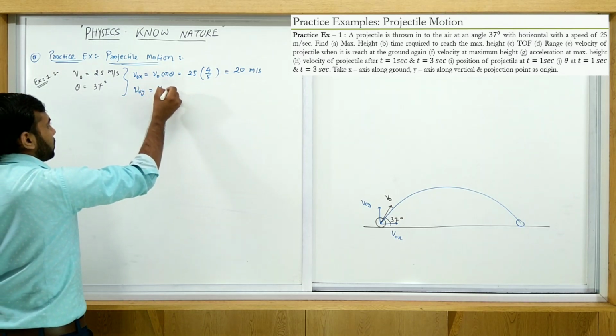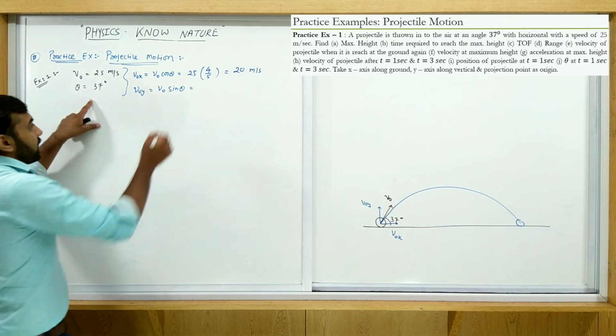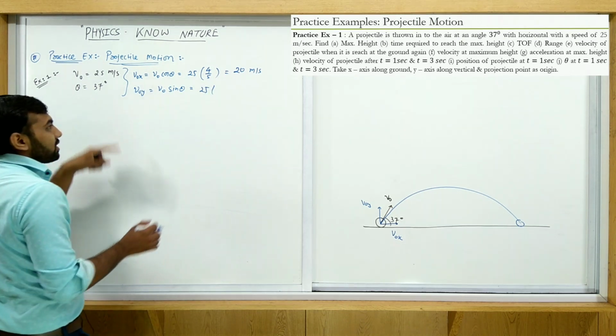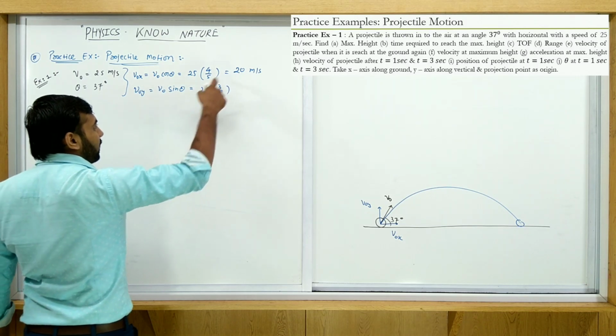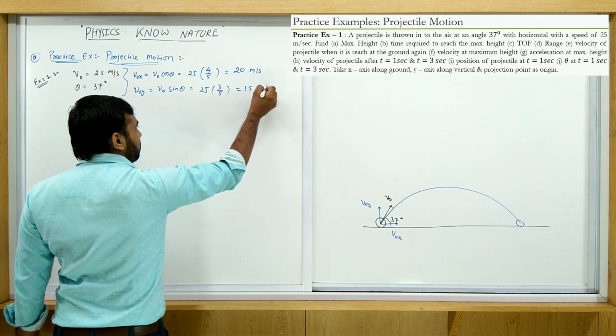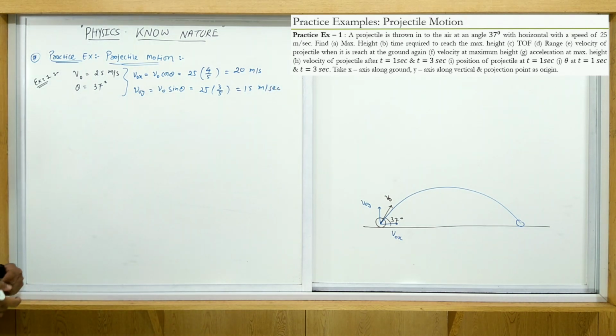v0y is equal to v0 sin theta. Put the value, so 25. What is sin 37? Sin 37 is 3 by 5. So 5 fives are 25 and 5 threes are 15 meters per second. So these are the initial velocity components. Now what do we have to find in this problem?